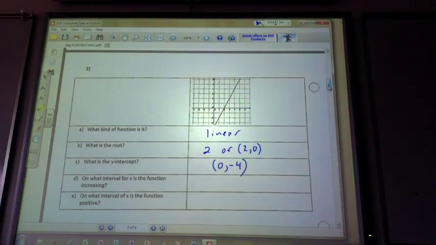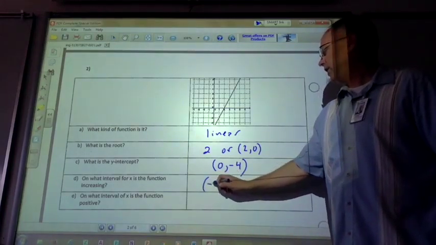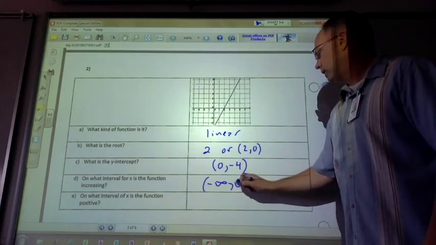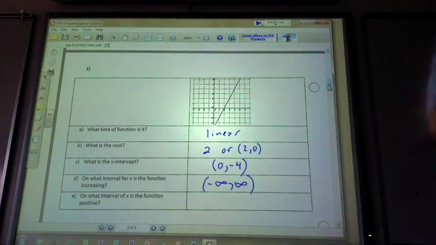Where is the graph increasing? Is the slope of this line positive or negative? It's positive, so where's it increasing? There you go, from negative infinity to positive infinity. The reason we know that is because the slope, which is also called the rate of change, of a straight line stays constant. It's the same throughout the entire line.